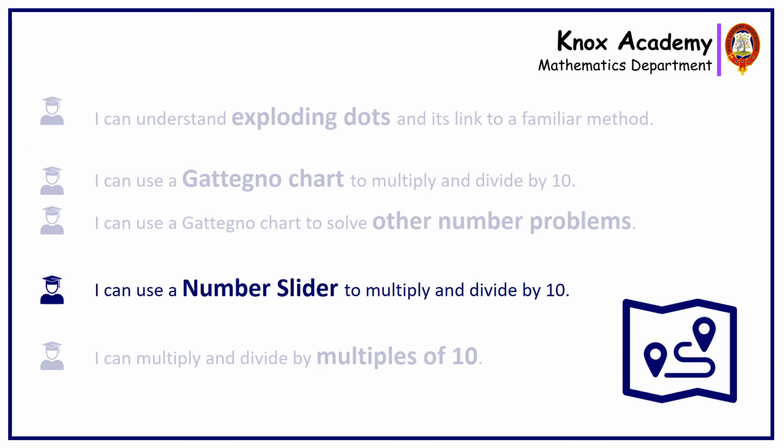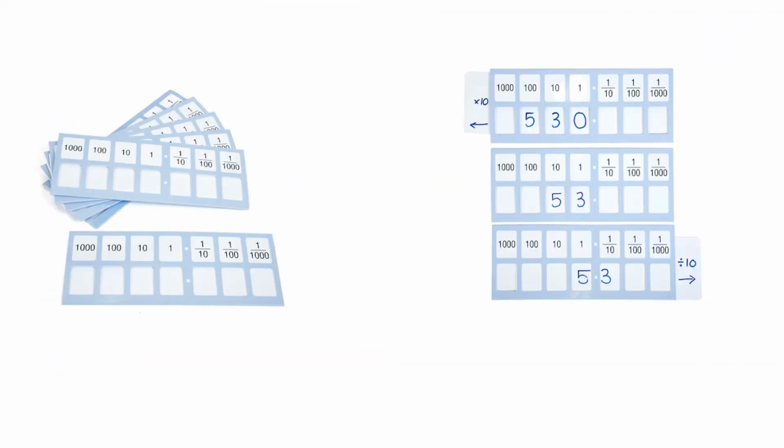The number slider is also a really useful resource to multiply and divide by 10. Has sets of these. There's a teacher one which is slightly bigger than the one the pupils use, and you can see in the image on the right hand side that we would take the whiteboard that sits inside and we would just slide it to the left. If we were multiplying by 10, one space. At the bottom of the right hand side image, we can see when we're dividing, we slide it down.